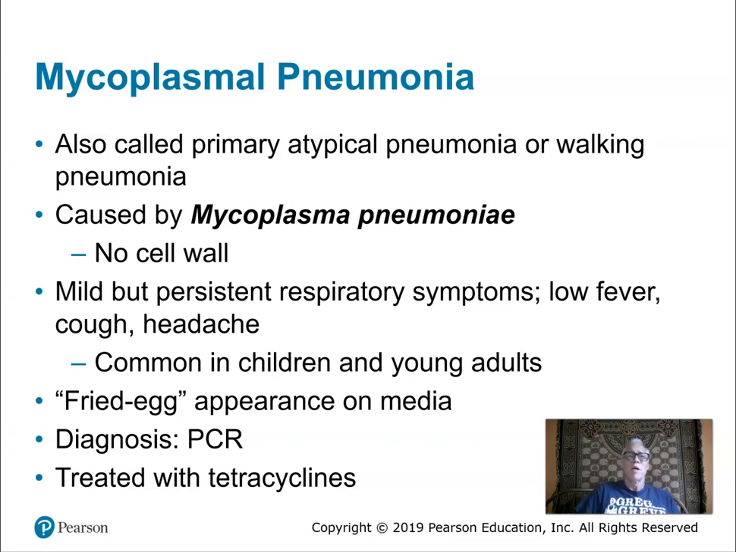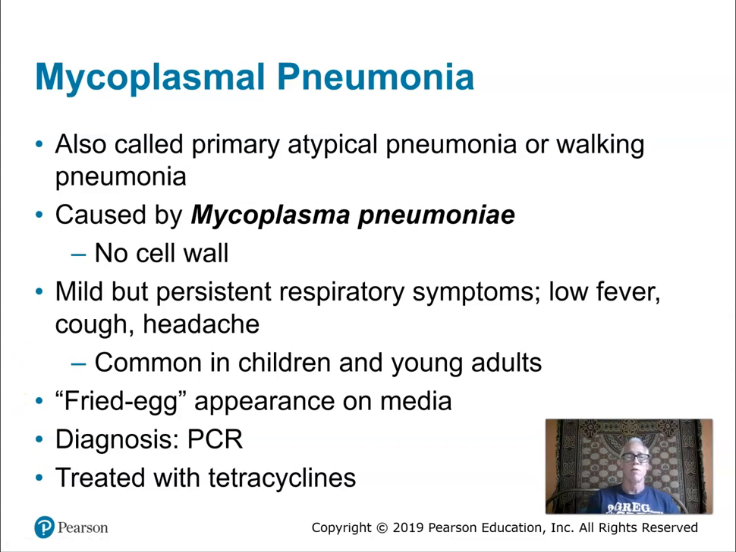Mycoplasmal pneumonia. Mycoplasma are the tiniest known living organisms. They're tiny bacteria with no cell wall, as you know. Mycoplasma pneumoniae causes a relatively mild pneumonia. It's often called walking pneumonia because people tend to continue on with their life as if they have just a little bit of a rough cold, and they keep going. Common in children and young adults. They don't want to slow down, just want to keep on going.